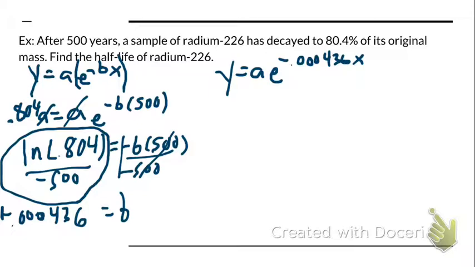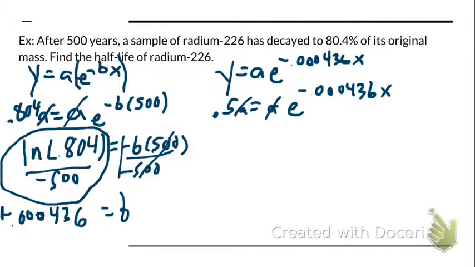So to find the half-life, now we're going to see how long it takes to get to half the original value. So for y, we're going to plug in 0.5a, and then the original amount is just a, times e to the negative 0.000436 power, and then we've got to solve for x. The thing is, we don't even know what a was, the original amount. We don't need to find it to do this.